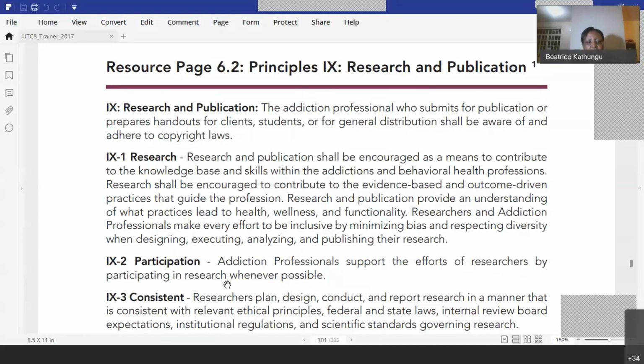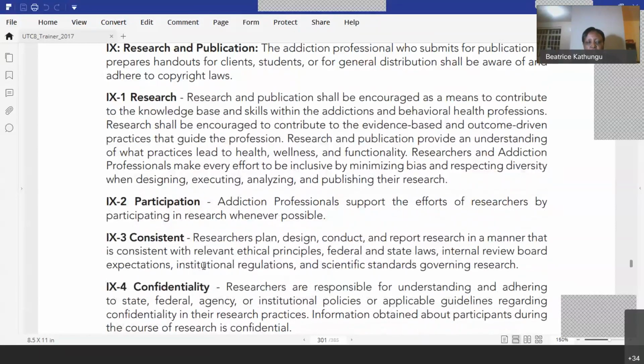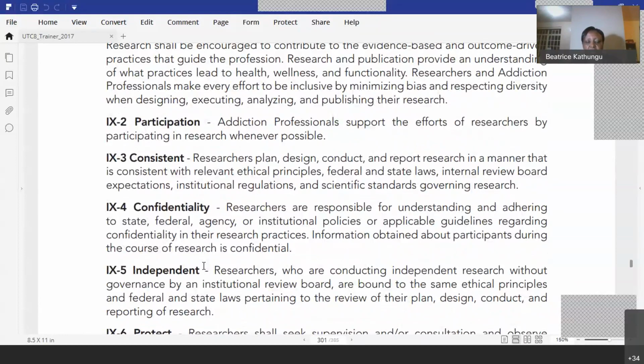Now, the second standard is about participation. This standard emphasizes that as addiction professionals, we have a responsibility to support the efforts of researchers by participating whenever possible.